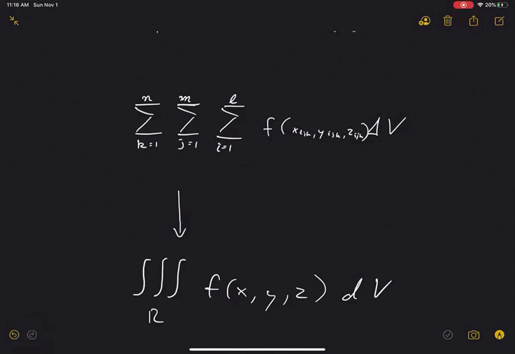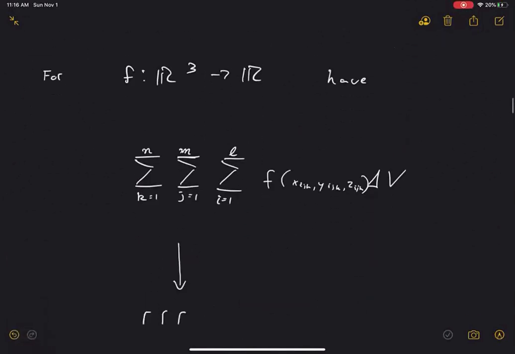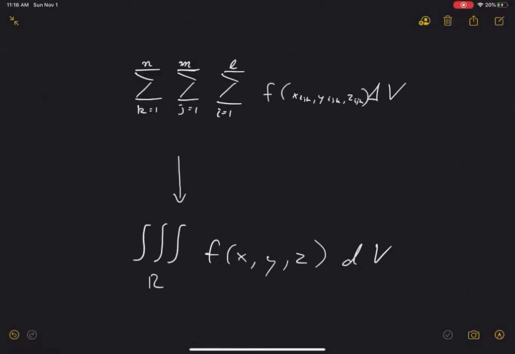If that doesn't make any sense to you, just remember that we're starting with a sum that gives us an approximation to the thing we're looking for, and then we're taking the limit as this piece goes to 0. And what do we get? Well, the three summation signs become our triple integral. My f at a finite number of points becomes my function at all the points in my domain, and this delta v becomes my dv.